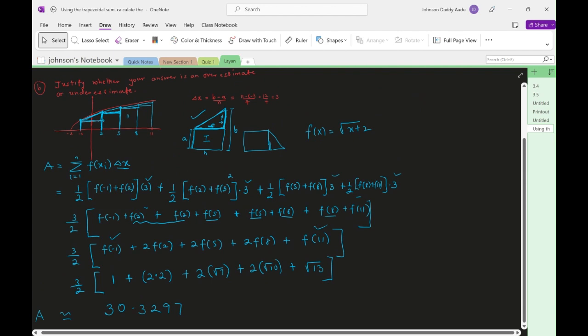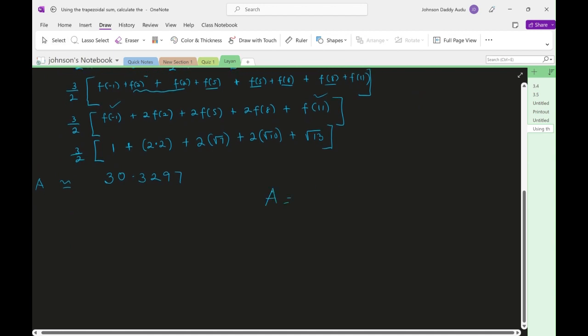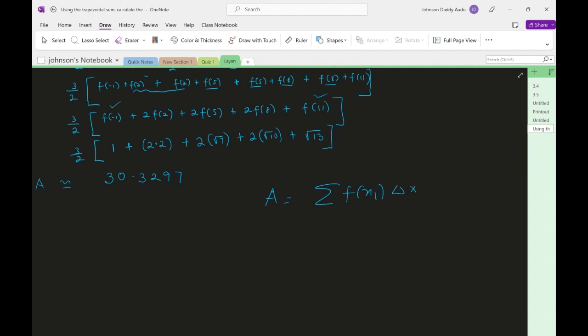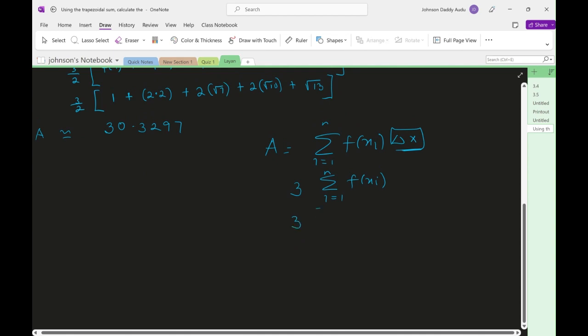It's very simple. All you need to do is, once you have your delta x, let me just summarize it. If you have A equals the summation of f of xi times delta x, going from i to n, this is always the same most of the time. Like in this case, it is 3, so you can just factor out 3. So you just have 3 times the summation from i equals 1 of f of xi, to n. So in this case, it just becomes 3 brackets.